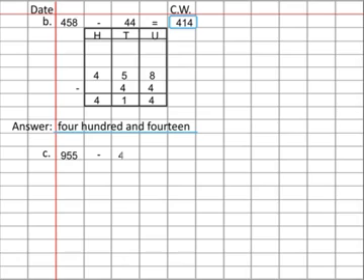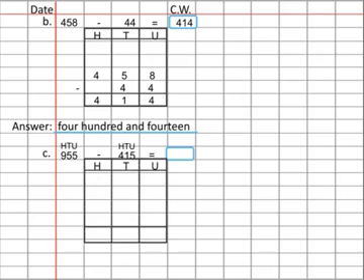955 minus 415. In the number 955, 5 is in the units place as well as the tens place, and 9 is in the hundreds place. In the number 415, 5 is in the units place, 1 is in the tens place, and 4 is in the hundreds place. As always, we'll start by subtracting the numbers in the units column.